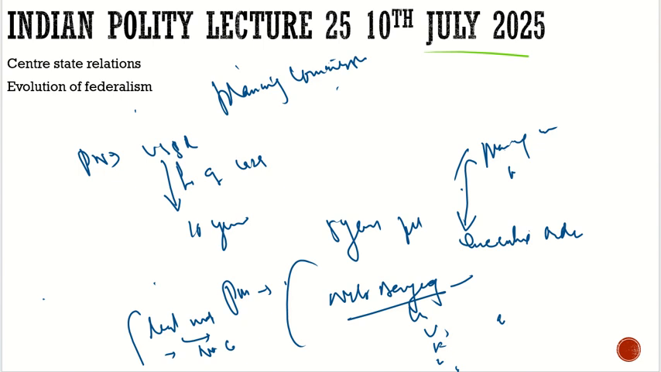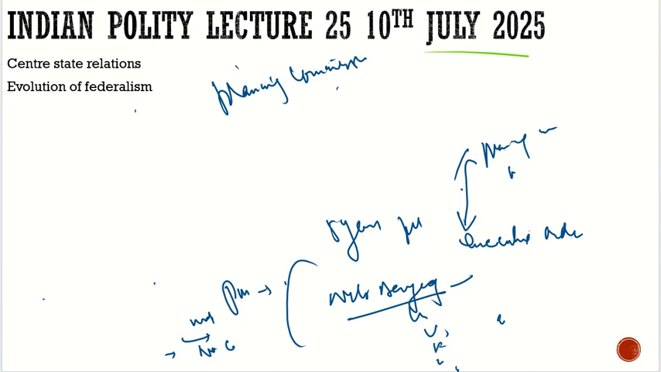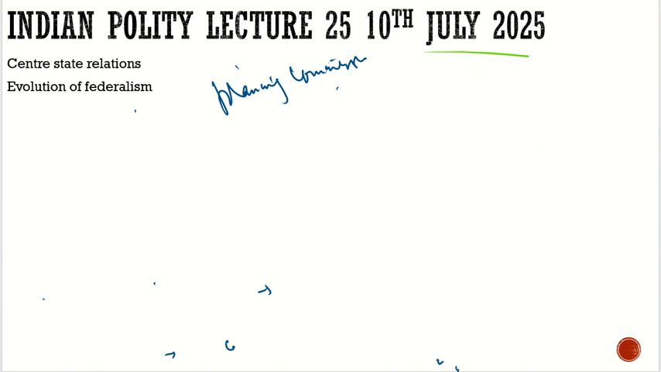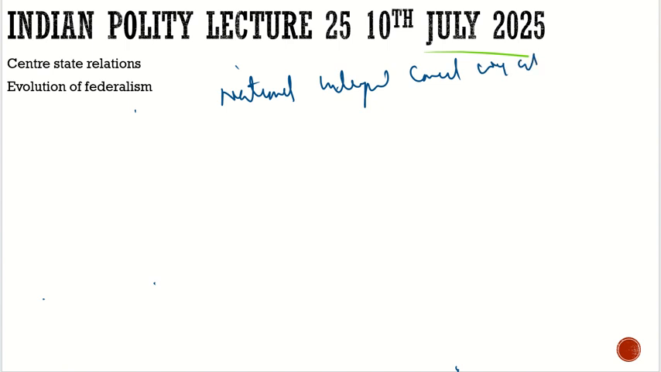Then similarly, we still have the National Integration Council. It was also created. And what was the major purpose of the National Integration Council? To understand it, we have to understand what the major threat to integration is. The major threat to integration is regionalism.